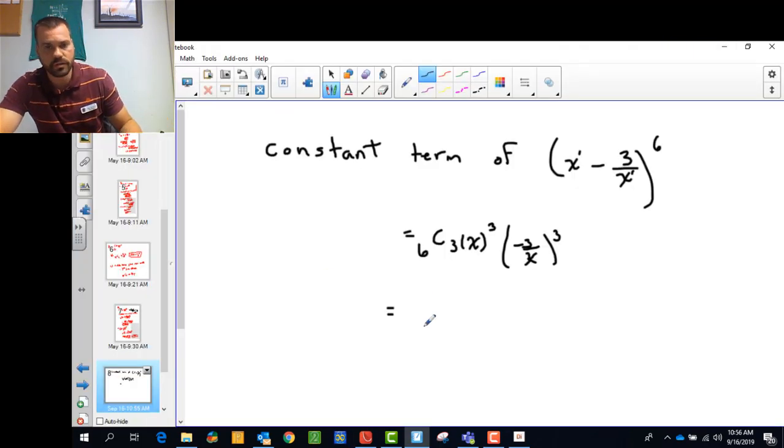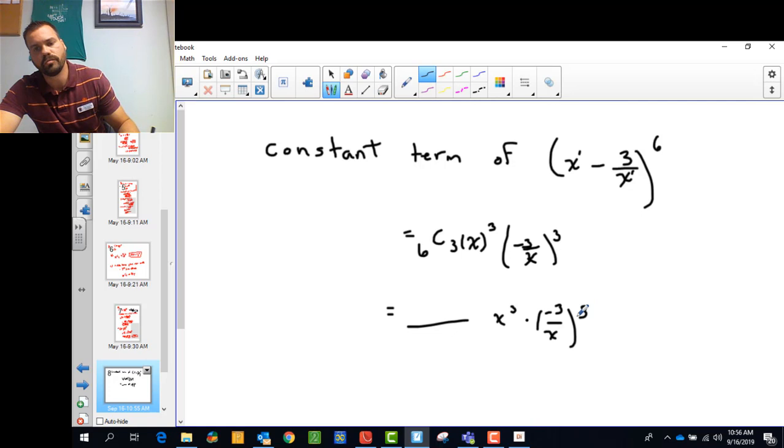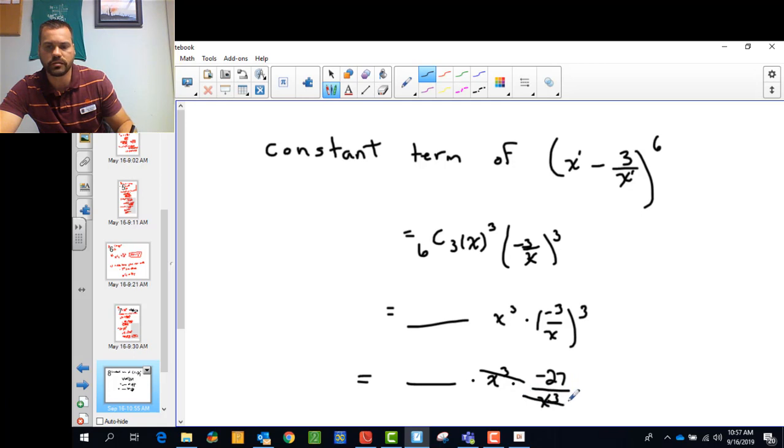Never mind. You can figure out what 6 choose 3 is, and then you have x cubed, and then times minus 3 over x cubed, and that gives you whatever this number is, multiplied by x cubed, multiplied by minus 27 over x cubed. And what happens is these x cubed cancel, and so you end up with whatever 6 choose 3 is, multiplied by minus 27. Okay, and that's going to give you your final answer.